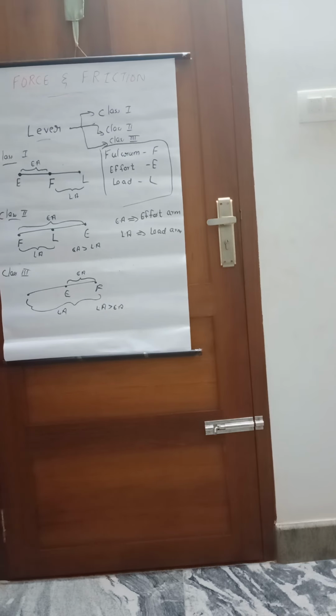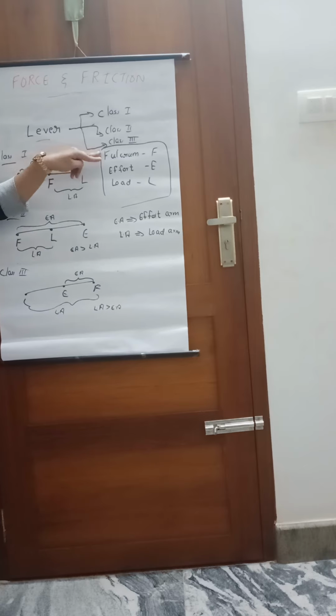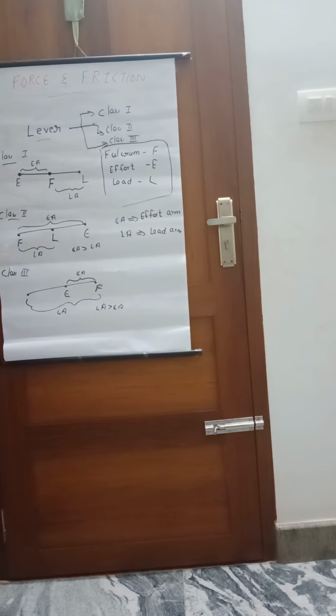I hope you are clear with all these terms: fulcrum, effort, load, effort arm, load arm. It's very simple and easy to define. Fulcrum is the point at which this lever can be rotated. Effort is the point at which we are applying the force, and the load is the point of a lever which is used to move an object or to lift an object. Effort arm is the distance between effort and fulcrum, and load arm is the distance between load and fulcrum.